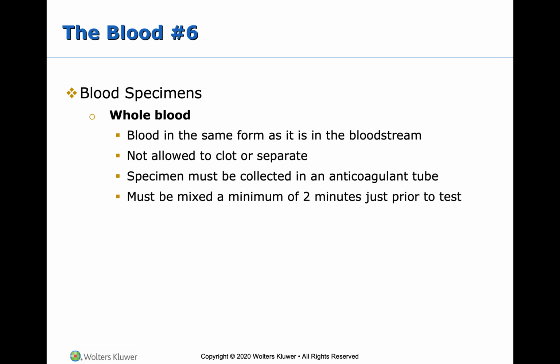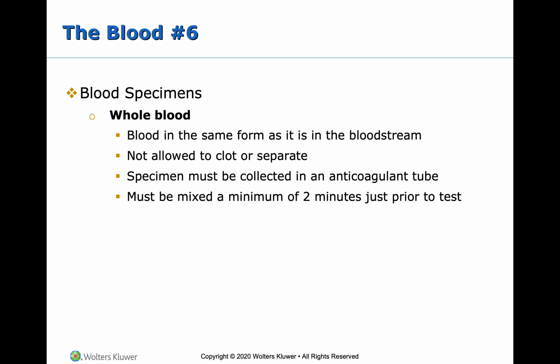Okay, so it must be mixed a minimum of 2 minutes just prior to the test. Common errors with whole blood specimens is that they come clotted. So how could that happen? How could we get a clotted whole blood specimen if there's anticoagulant in the tube? If you get too much blood in your tube, that could cause the blood to clot, because those tubes have a preset amount of vacuum. So they take in just the right amount of blood for the amount of anticoagulant that they have. So the ratio of blood to anticoagulant is perfect with what they have.